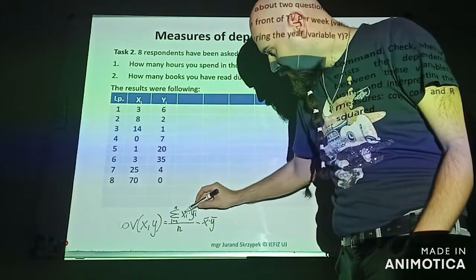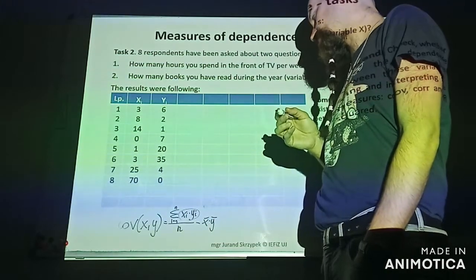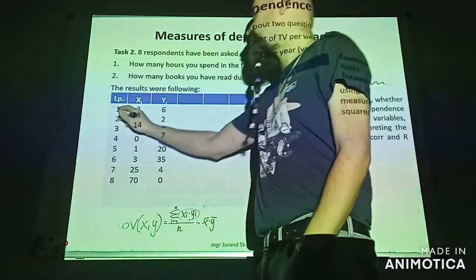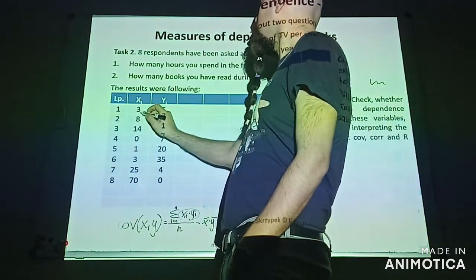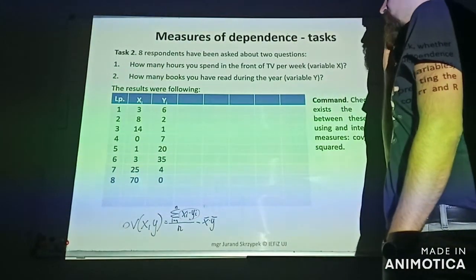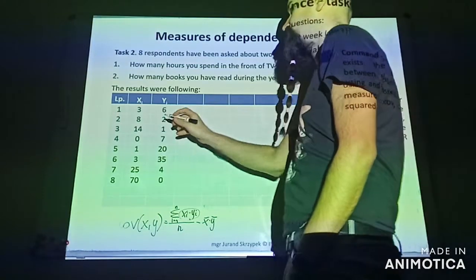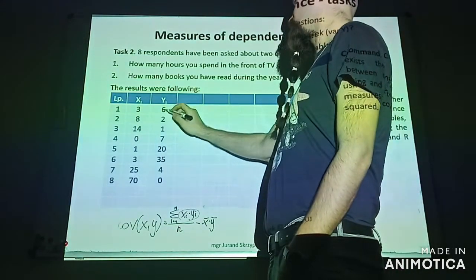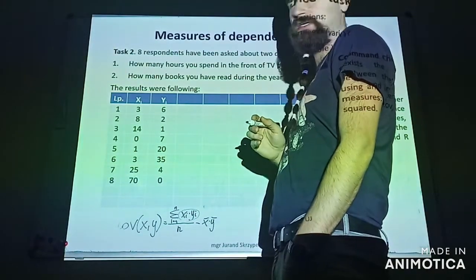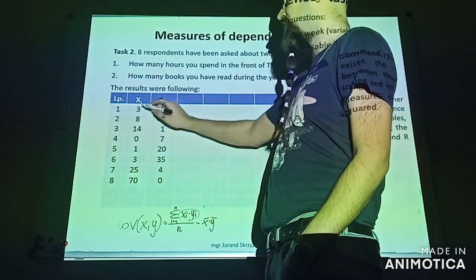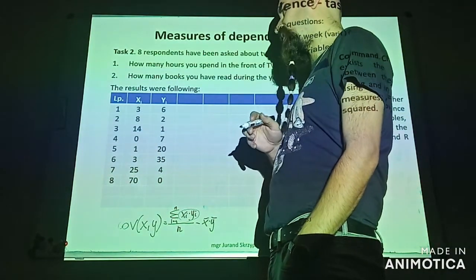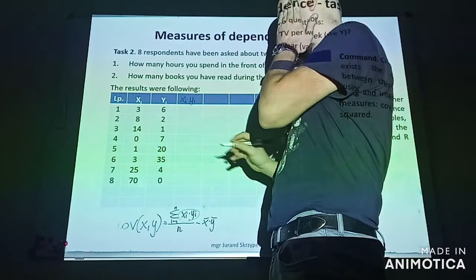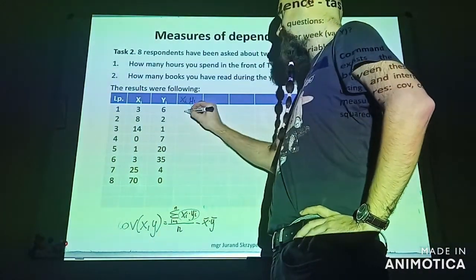In the first step, we need the products between the values of x and the values of y. The first respondent spent 3 hours per week in front of TV, and the number of books this respondent has read is 6. So object 1 is characterized by the value of x equal to 3 and the value of y equal to 6. First column, xi multiplied by yi. 3 times 6, 18.